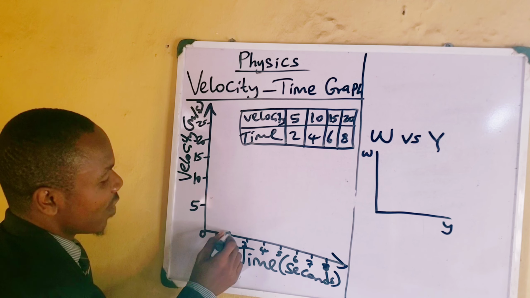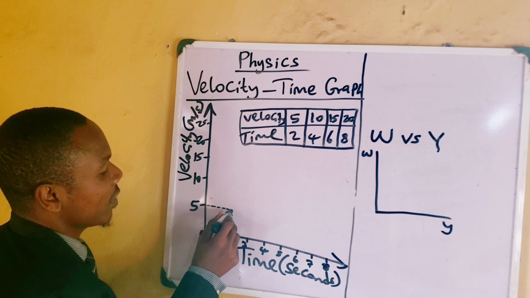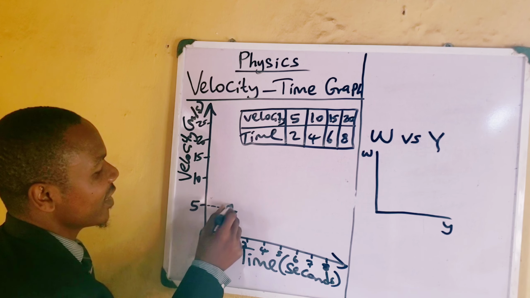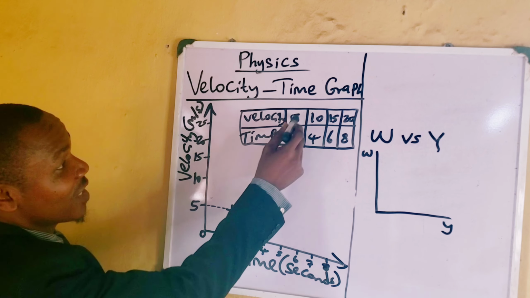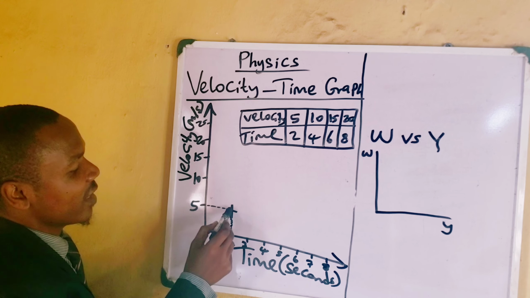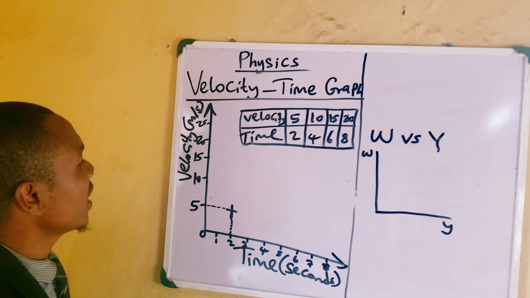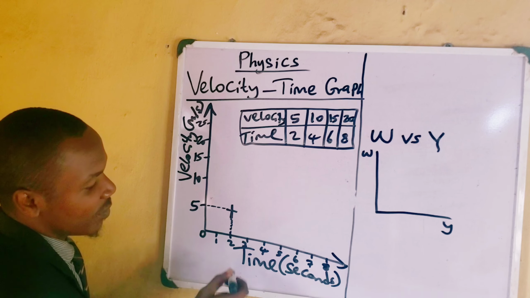I'll locate like this. So I'll bring this up here. Then I'll bring this here. They will meet somewhere here. Can you see that? I will have something like this. So when you look at this now, you notice that the velocity is 5 from here, the time is 2 from here, and they will meet somewhere here. So we leave it. Next one we have is time being 4 and velocity being 10.